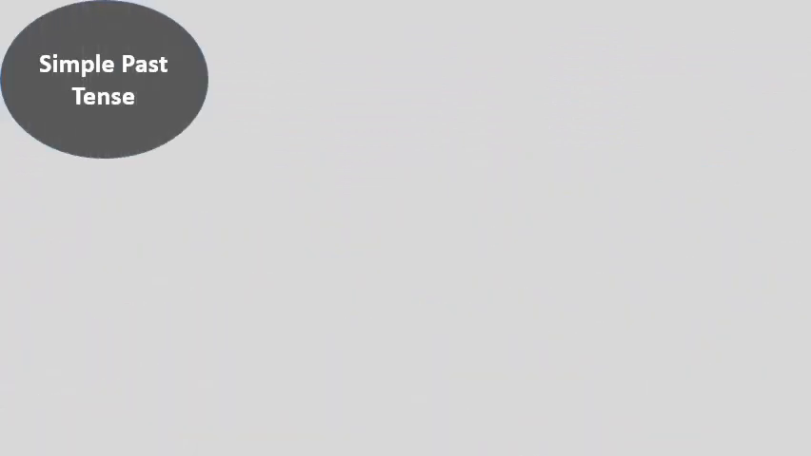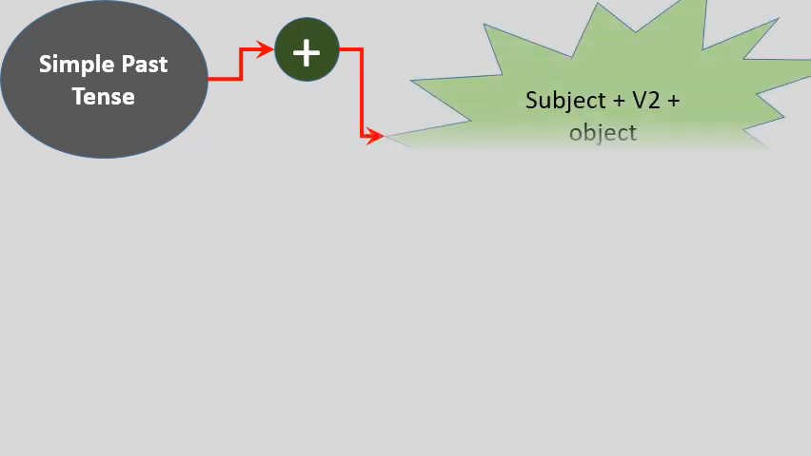Let's see the structure of simple past tense when we use it in affirmative, negative and interrogative sentences. In a positive sentence, the structure will be subject plus second form of the verb plus object. For example, she worked yesterday.